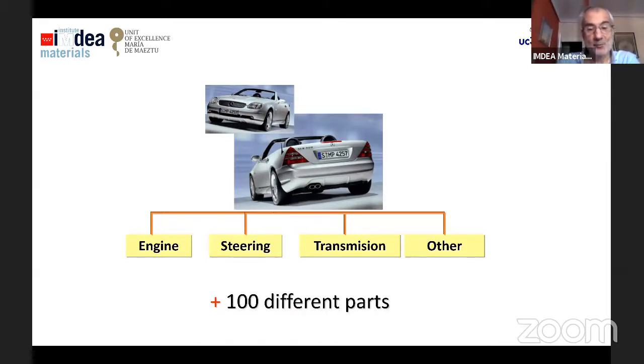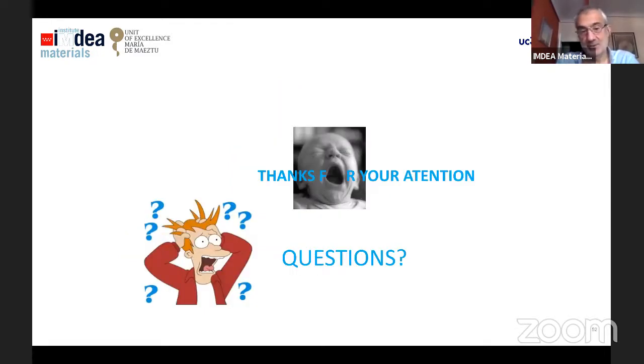Today, we have more than 100 different parts in the car industry, and those parts belong to different systems in the automobile, like the engine, the steering system, the transmission, and others. Maybe this is one of the most important milestones in PM technology after the cemented carbides developments. So this is a short lecture just to give a general view of the history of powder metallurgy technology.